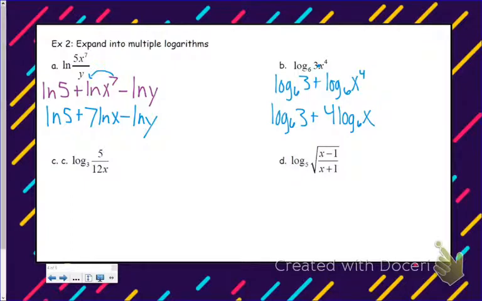All right, c, which I wrote twice. All right, I have log base 3 of 5. Because there's division, it's going to become a subtraction of a new log. And there's two ways that you could write this, okay? 12x is 12 times x. So I could say that this is subtracting the log base 3 of 12 plus the log base 3 of x. And as long as it's in parentheses, that will work.